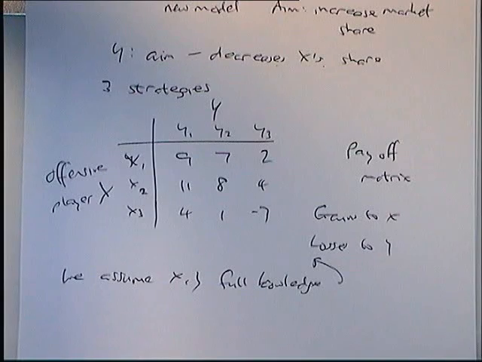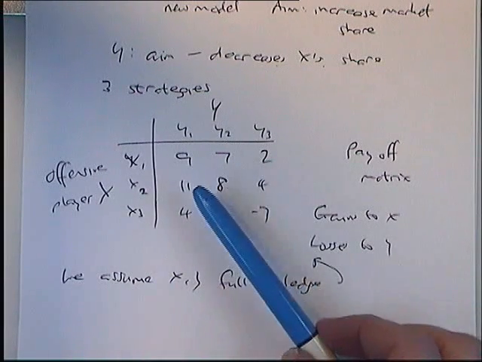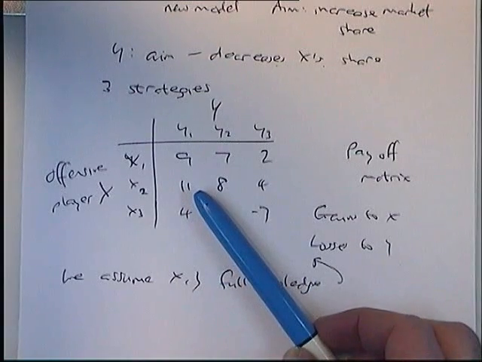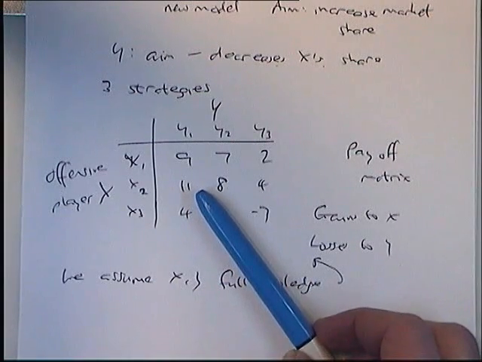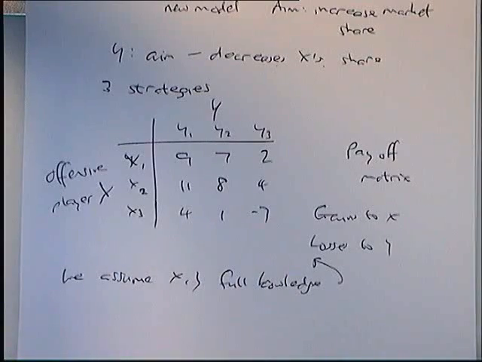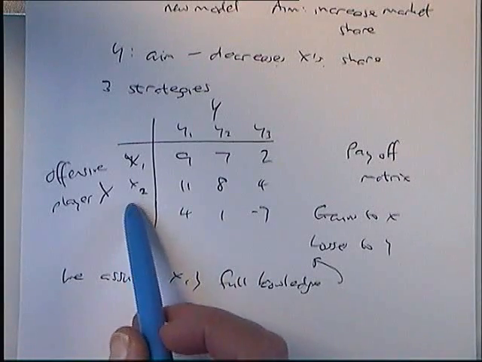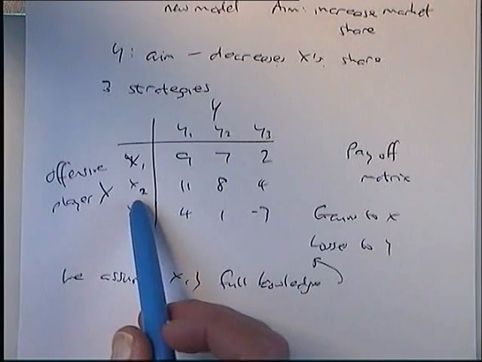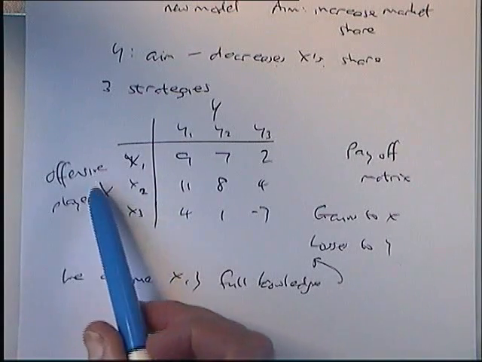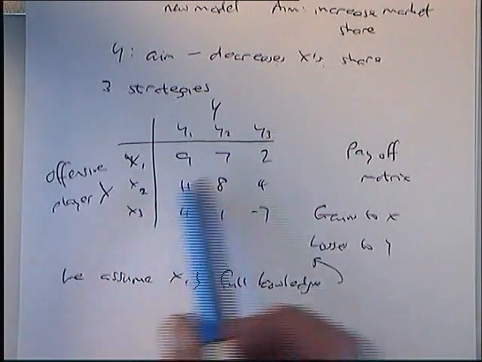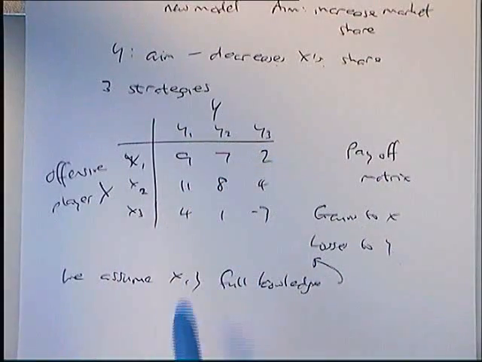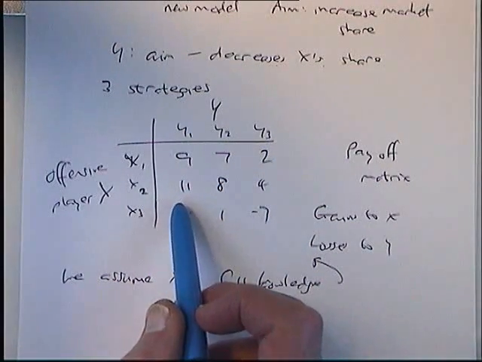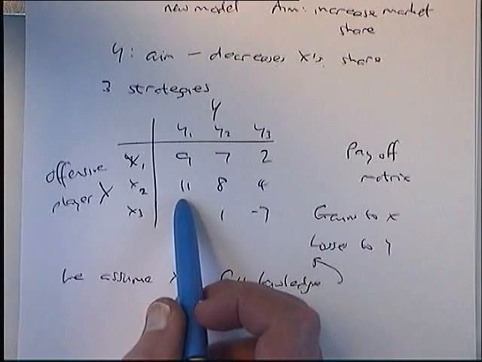And then we just need to make sure we know what this matrix means. So this 11 down here, Lewis, what does this 11 mean? When will that 11 happen? When X plays X2 and Y plays Y1, X will have a gain of 11. Yeah, that's right. If player X plays strategy 2 and player Y plays strategy 1, that will result in a gain of 11 to player X.